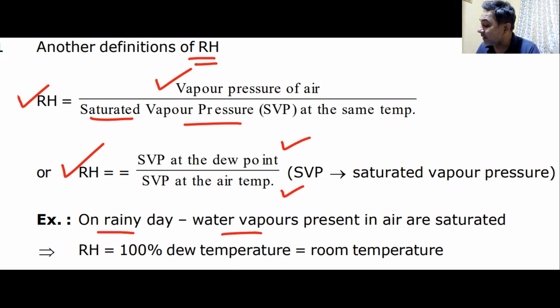On a rainy day, what happens? Why do we have rain? Because the relative humidity becomes 100%. At room temperature, it becomes 100%, and that is why water vapor starts to condense. Do we understand this? Do we understand this? Note it down, fatafat.